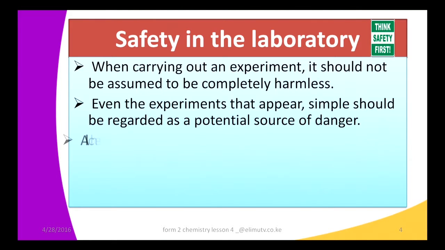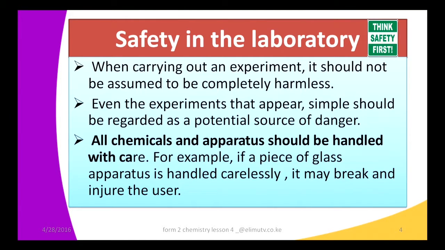The last point that we have to note about safety in the laboratory is that all chemicals and apparatus should be handled with care. For example, if a piece of glass apparatus is handled carelessly, it may break and injure the user. Glass apparatus is very delicate, and if handled without care, it is likely to break, and in the process it can even cause injuries. They can cut the users and all that. So these glass apparatus should be handled with a lot of care.